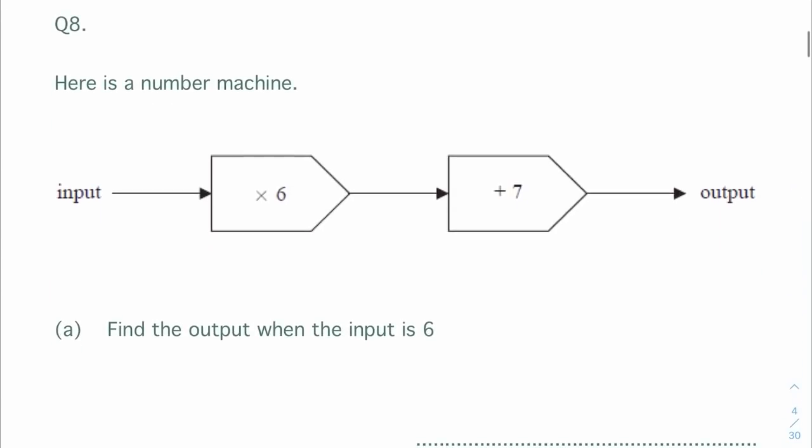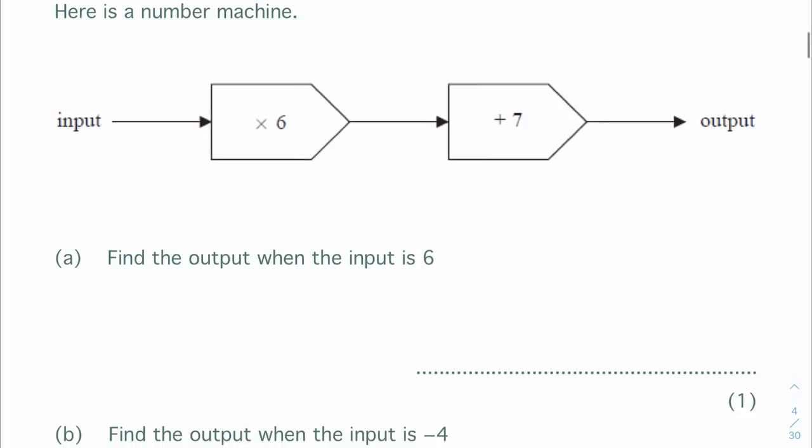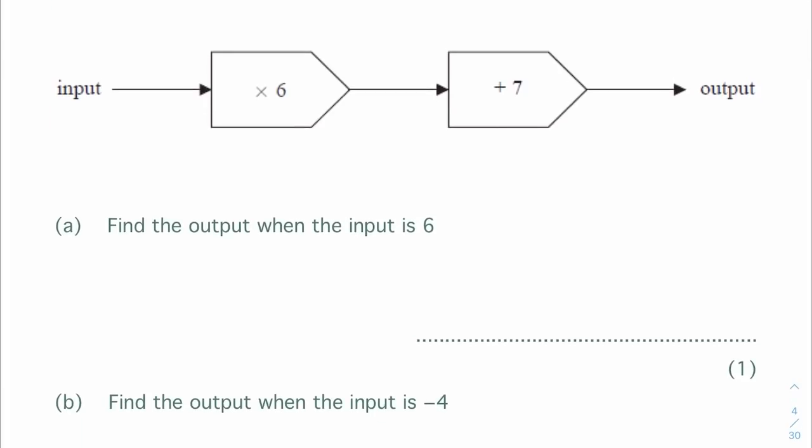We've got a number machine. So it says here is a number machine, and the number machine multiplies by 6 and then adds 7. Find the output when the input is 6. So if we input 6, by the time we've multiplied it by 6, it becomes 36. And then we're going to add 7 to that, so that becomes 43. So my final answer, the output there, would be 43.